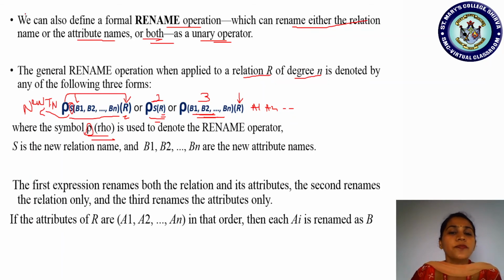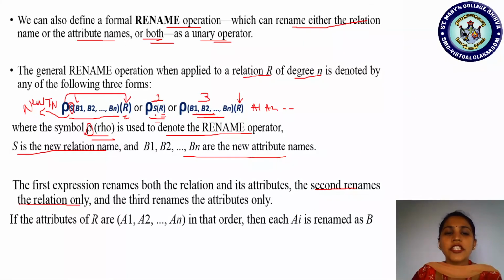Okay, so rho is used to denote the rename operator, S is the new relation name, and B1, B2, Bn are the new attribute names. So the first expression renames both the relation and its attributes. That is this one, the first operation or the example syntax. It renamed the relation as well as the attributes, and the second renames only the relation.